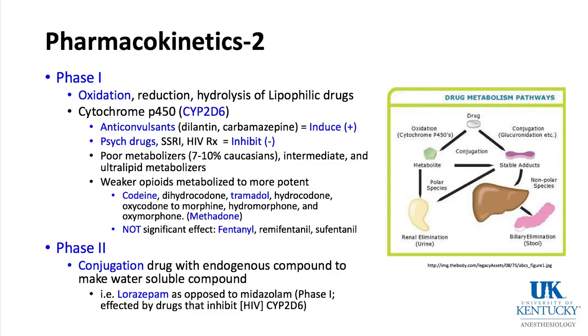Now, an example I'm providing here is lorazepam as opposed to midazolam. Lorazepam undergoes a conjugation metabolism, as opposed to midazolam, which undergoes a phase 1 or oxidation type metabolism. So drugs that inhibit the CYP system, as mentioned before, like the HIV drugs, would inhibit the metabolism of midazolam, but not lorazepam.